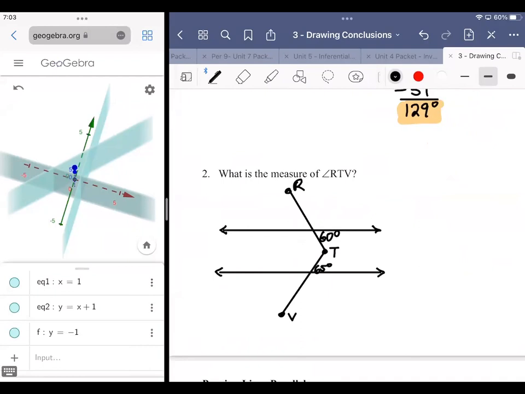All right, so we have to kind of get a little cute with this. What I'm going to do is introduce a third line. Let me move this T out of the way for a sec here. I'm going to introduce a third line that's also parallel to the first two. So all three lines are parallel.